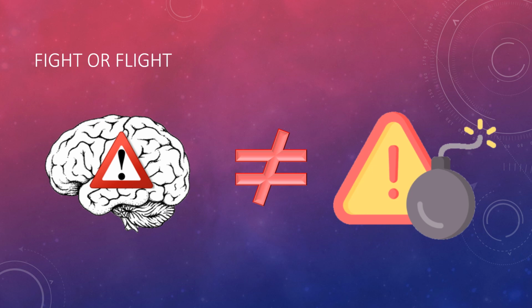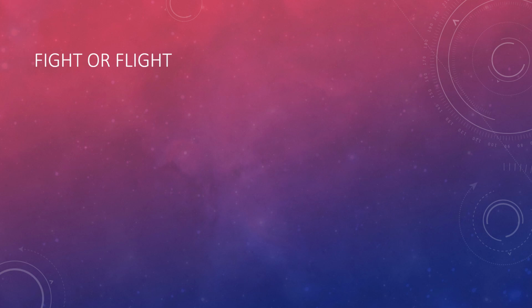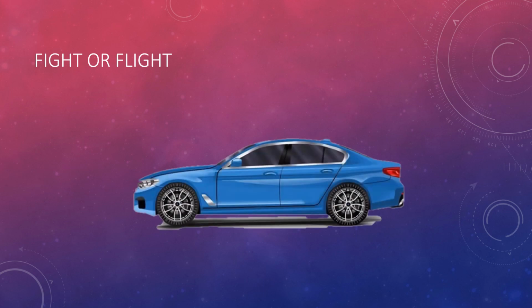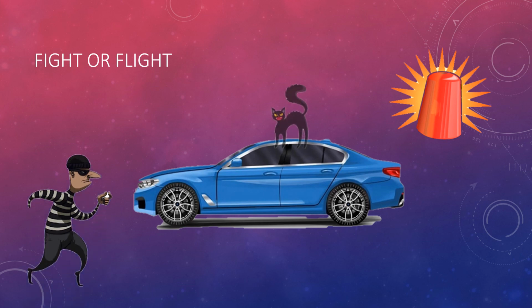When the stress and anxiety persist, the threat responses get triggered more easily and stay elevated for longer. We can think of it like a sensitive car alarm, which can't tell the difference between someone trying to break in and a cat jumping on the roof.